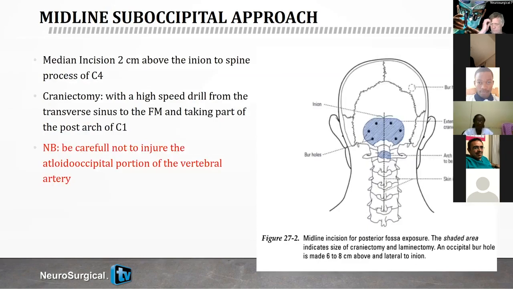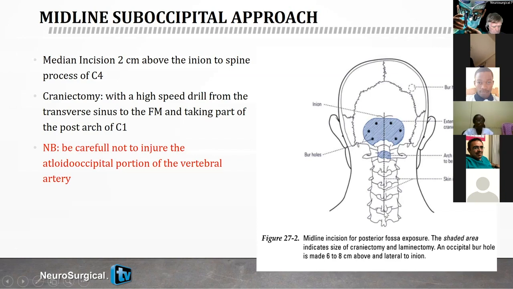How is it done? We do a median incision 2 centimeters above the inion. The inion is the most salient part of the occipital bone, the most protruding part of the occipital bone, to the spinous process of C4, as you can see.